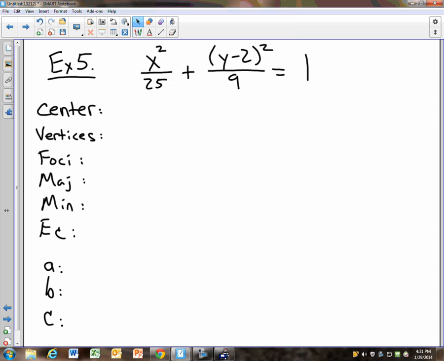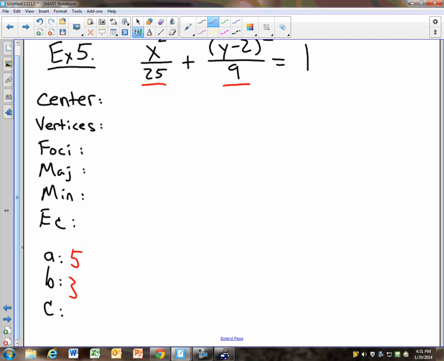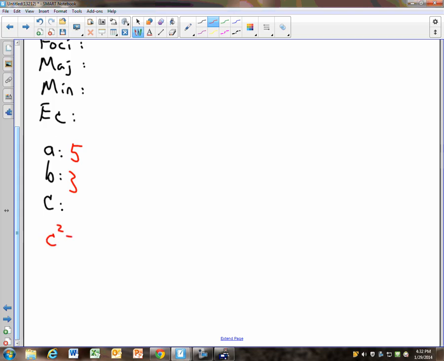As you look at this problem, you first identify, is this vertical or horizontal? Since the bigger number sits underneath the x, this is going to be horizontal. So your A value in this situation is 5. Your B value is 3 because of the 9. To figure out C, again, C squared is equal to A squared minus B squared. So C squared is equal to 16, so C is equal to 4.